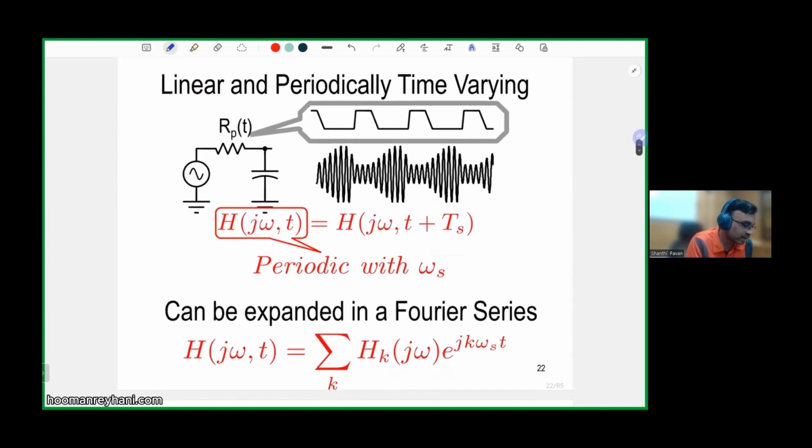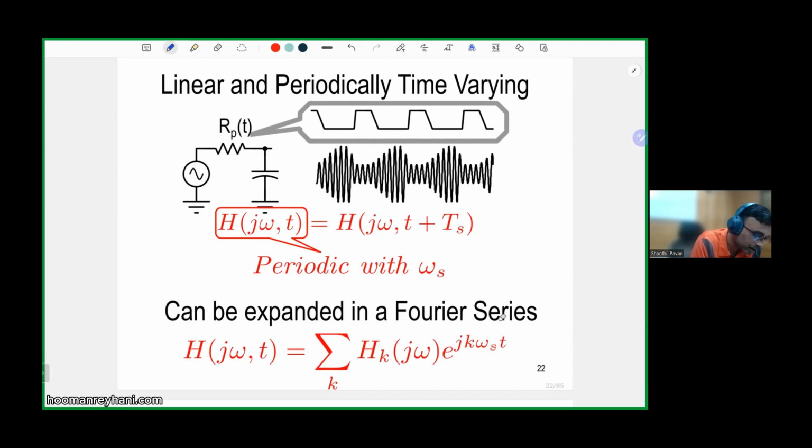So this is a periodic waveform, and it can therefore be expanded in a Fourier series. What will be the fundamental frequency of the Fourier series? It will be omega s. And why is it omega s? Well, that's the period with which this waveform is changing, and therefore the fundamental frequency of the Fourier expansion is omega s.